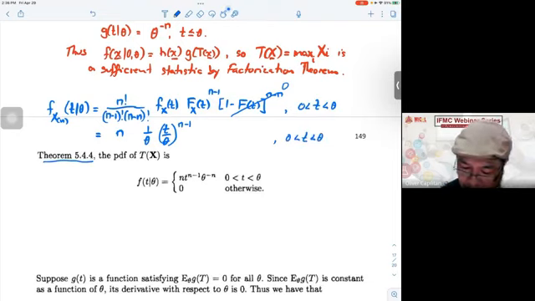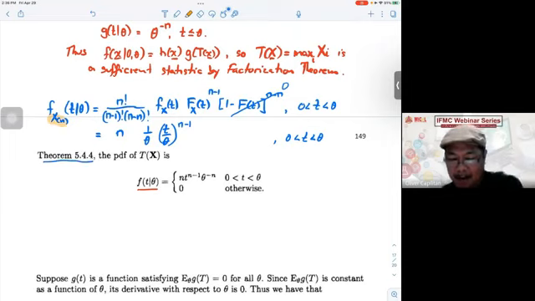Okay, so we have this result now. This is now the PDF. It's just the order statistic, the maximum order statistic, our T of x, x of n, and 0 otherwise. So that is our PDF.